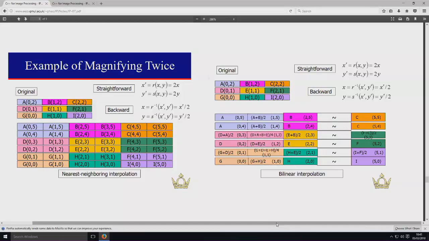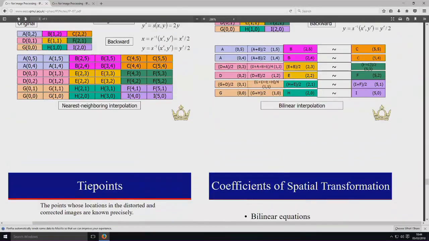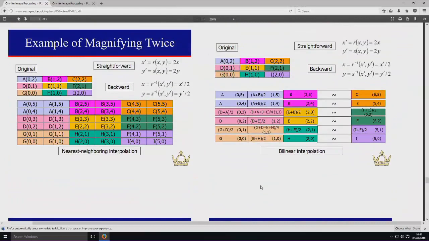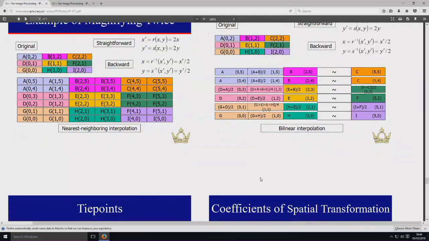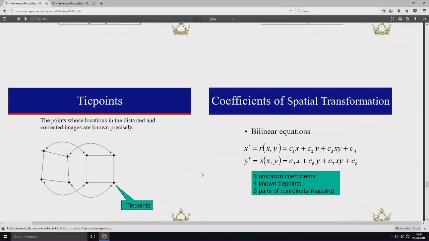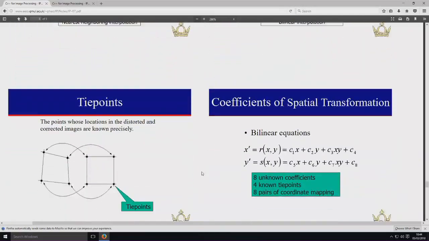Okay, this is a bilinear interpolation. Actually, we also have some other interpolation methods: the bilinear, bicubic, biquadratic. Biquadratic is not used very much, but bilinear and bicubic are very popular. Any more questions? Okay.